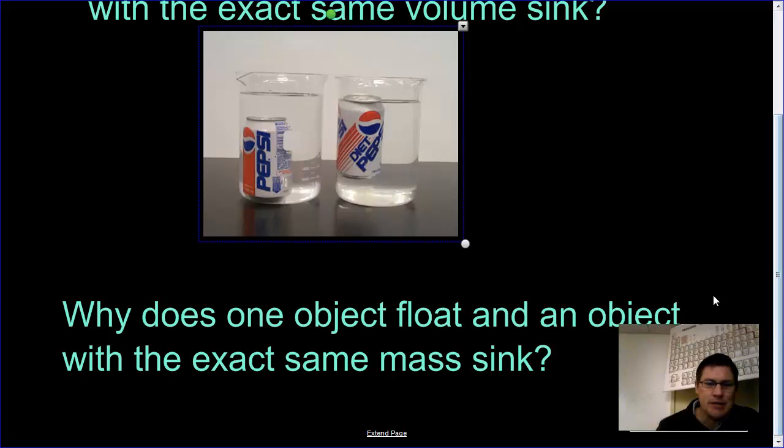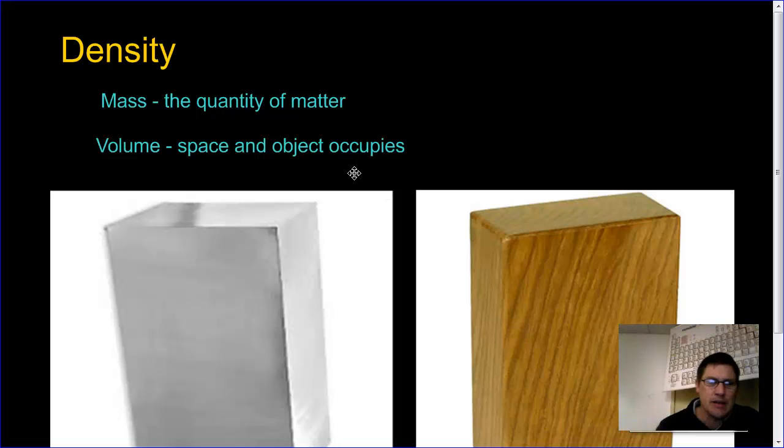And what about mass? If we have the same exact mass of two objects, one of them can still float and the other one can sink. So one of the things that we have to consider is when we look at mass or density, we actually have to compare the mass and the volume. We can't just pick one of these to decide on.